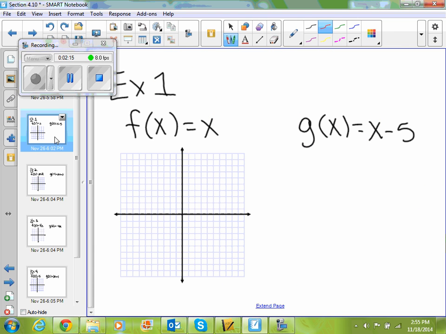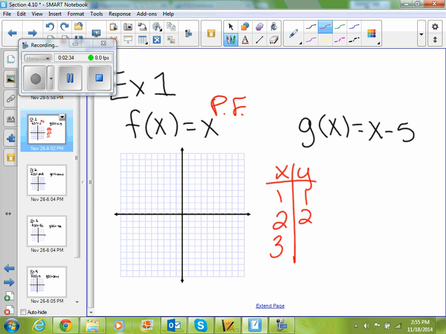If I look at example 1, given f of x equals x, this is my parent function. So that's the one I'm going to graph first, and I'm given g of x equals x minus 5. I'm going to use the points 1, 2, and 3. If I plug those in for x, I end up with the same numbers, because we're not doing anything to that function. So y equals x always has the same numbers. So 1, 2, and 3 on my graph gives me a graph that looks like that. I'm just sketching the graph.